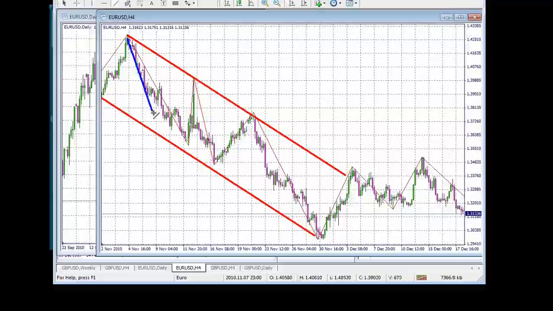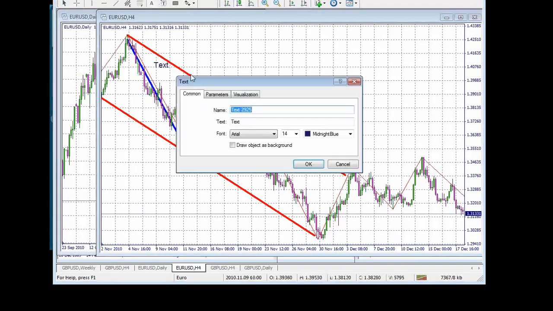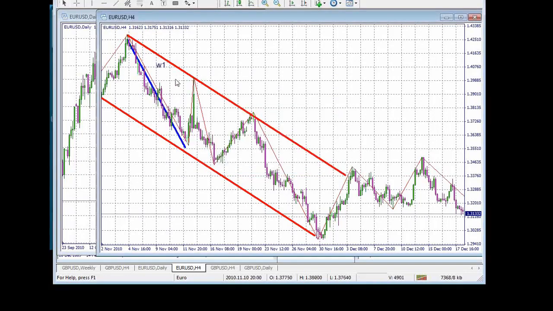So here we have one wave, wave 1, wave 2, wave 3, 4, and the fifth one.